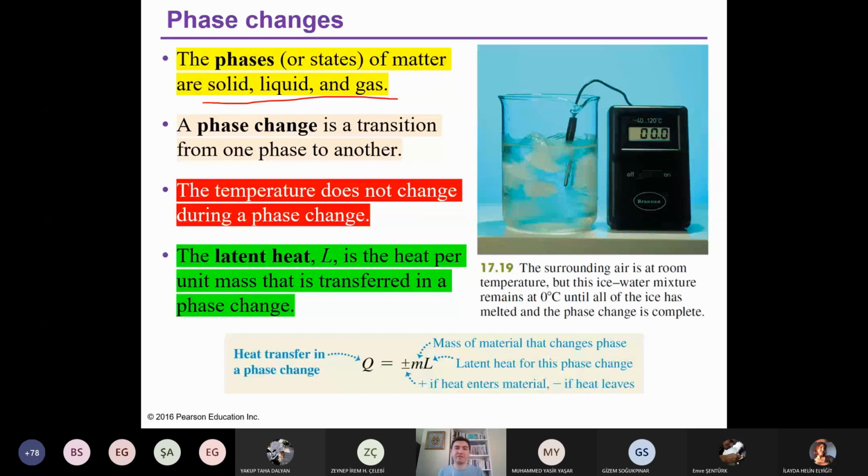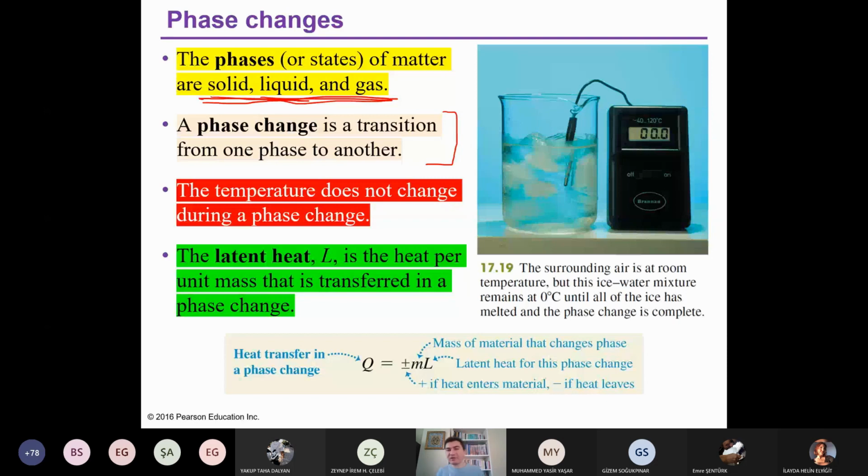Today we will discuss the phase changes between solid and liquid, liquid and solid, or liquid and gas, okay? We will discuss these phase changes. What is this phase change? A phase change is a transition from one phase to another, from solid to liquid, from liquid to gas, or from gas to liquid, from liquid to solid. This is the phase change. And during the phase change, the temperature does not change. Okay, this is important. So we will discuss this one.